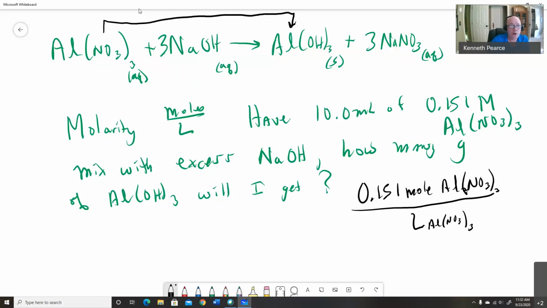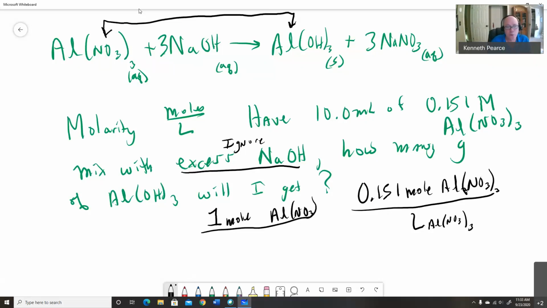So let's go ahead and get the mole ratio, and that would be between the aluminum nitrate and the aluminum hydroxide. Now, when we say excess sodium hydroxide, we ignore anything that has excess. We just ignore it for the problem, because that just means we have more than enough and we don't care. Because remember, we did limiting reactant problems, and if one's limiting, then the other one's in excess. So we're just assuming that the aluminum nitrate is the one that is limiting. So this is not a limiting reactant problem. And so what do we see here? I see 1 mole aluminum nitrate for every 1 mole aluminum hydroxide.